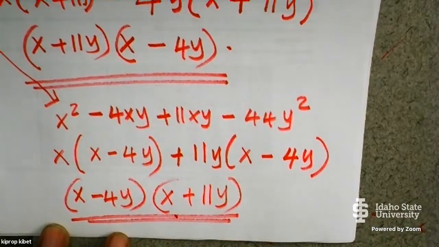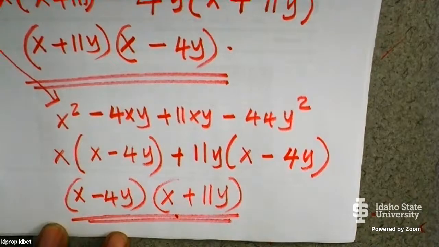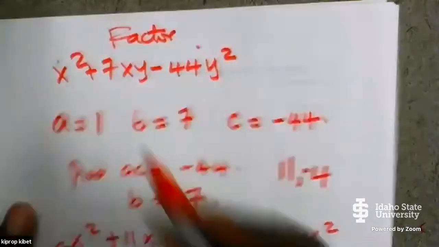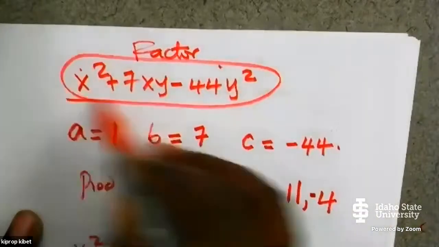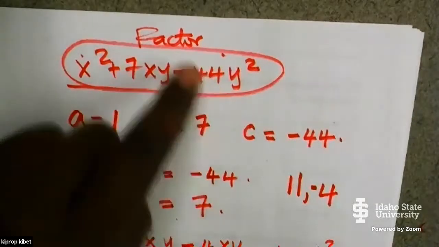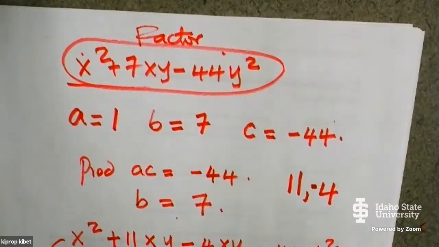So it doesn't matter whether x plus 11y comes first or x minus 4y comes first. As long as when you multiply this, you still get the same answer, which is this one. Okay? Is that clear? Yes, thank you. As long as when you multiply, you still get the correct answer.